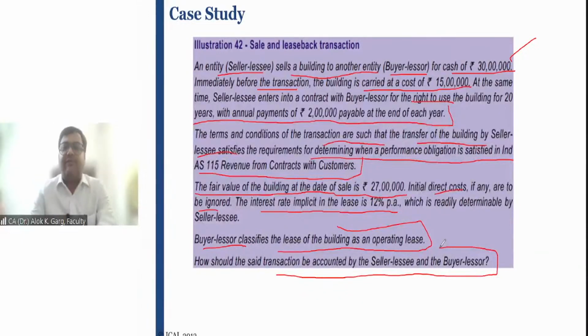So friends, first of all, let's try to solve this question. What facts are given? The carrying value of the building was 15 lakh rupees in the books of the seller, the lessee. The seller sold it at 30 lakh rupees. Market value was 27 lakh rupees. The lease term is 20 years. Lease payment is 2 lakh rupees every year. This transaction is considered a sale under Ind AS 115. Discount rate is 12%. We need to form the accounting in the books of the seller, who is also a lessee.